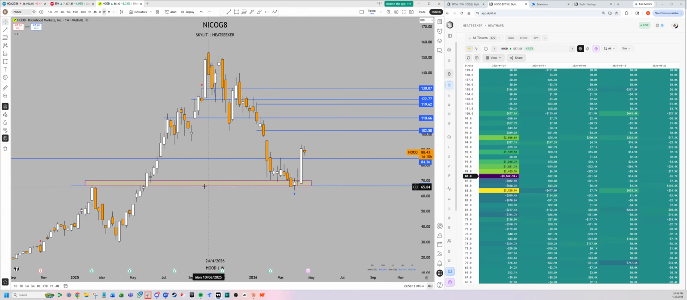Man, I got too nervous to play individual tickers. I missed a bunch of good trades the past couple weeks. Yeah, HOOD had a nice zone here.